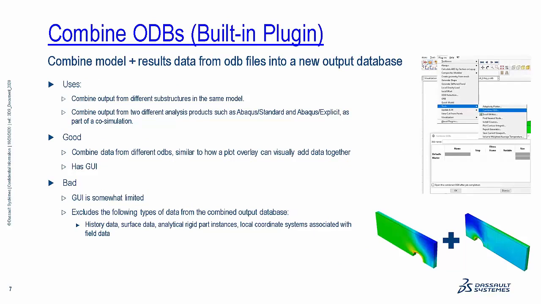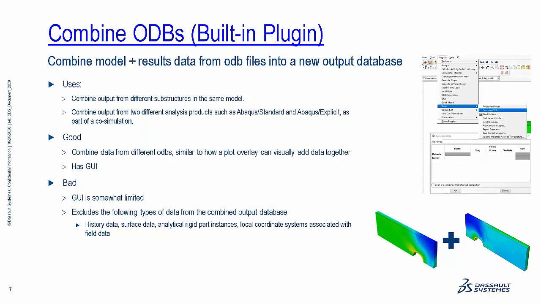Now for combiners, we have Combine ODBs, which is a built-in plugin available under Plugins, Tools, Combine ODBs. The basic uses for it are to combine output from different substructures in the same model. It allows you to combine output from two different analysis products as well, such as Standard and Explicit as part of a co-simulation. The upside of Combine ODBs is that it allows you to combine data from different ODBs, kind of similar to how a plot overlay allows you to visually do the same thing of adding data together into one spot.